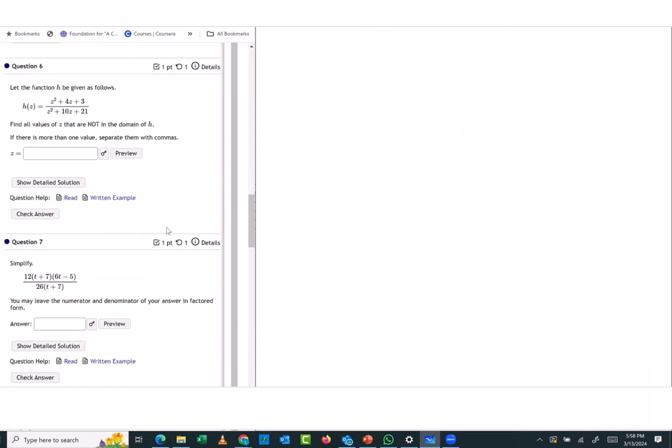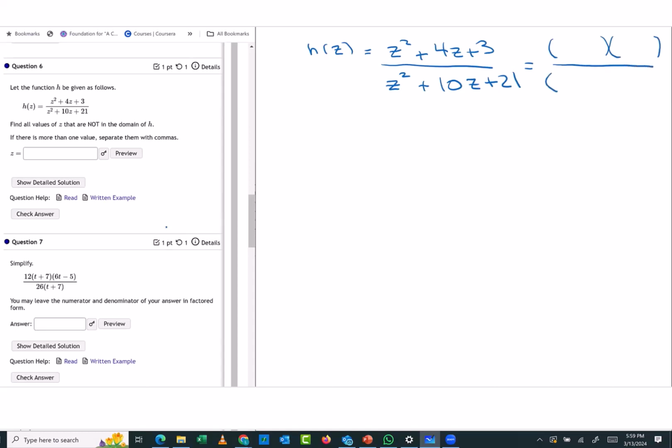Number 6. h of z is equal to z squared plus 4z plus 3 divided by z squared plus 10z plus 21. Again, you have to factor them. I'm going to factor them. I recommend that you try this also yourself. The more practice you have with factoring, the better.